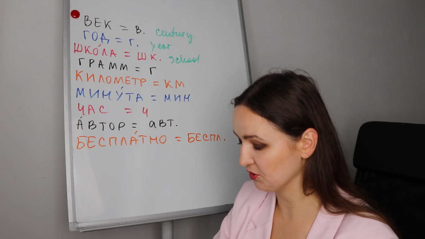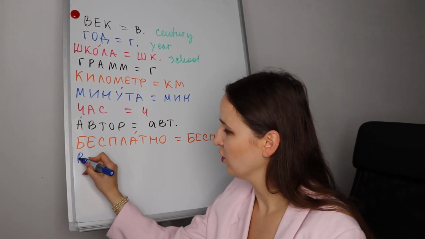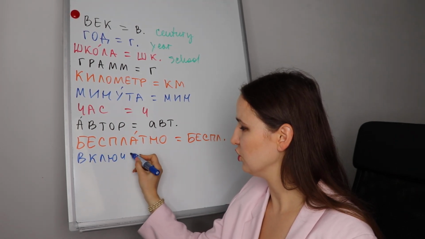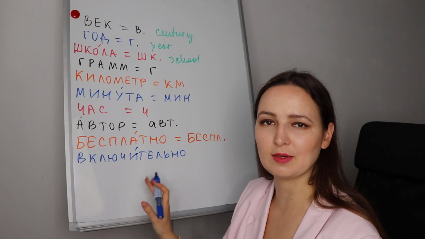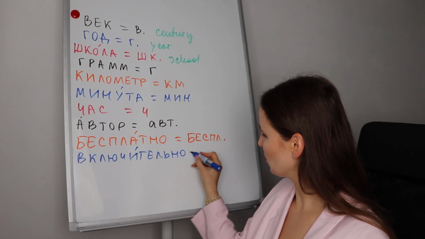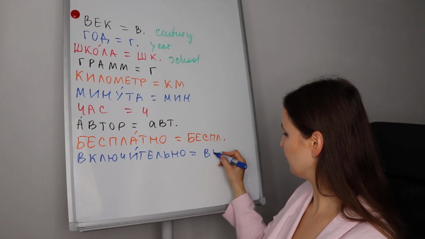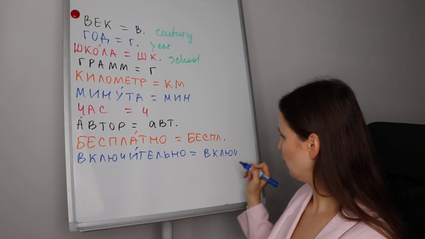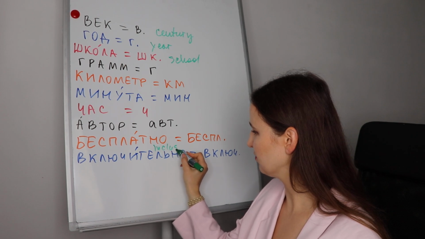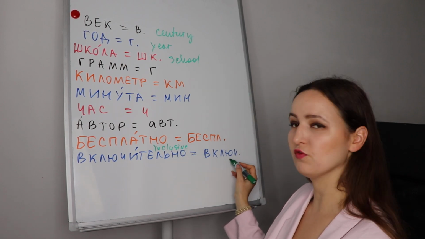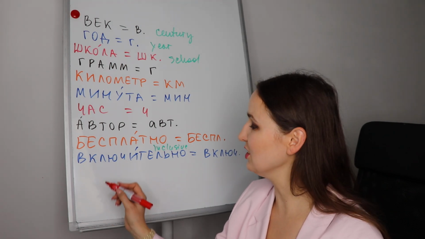Free of charge. Бесплатно. Включительно. Inclusive. You can see something like that in documents, acts. So you will need to know what this abbreviation means, and it is включ. Включительно is inclusive. Очень хорошо. Дальше. Туристический.